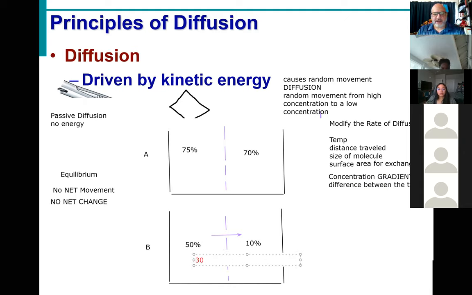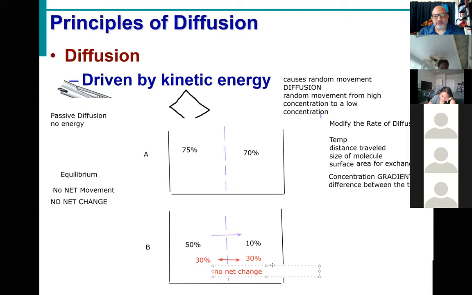30%. Excellent. And what's it going to be over here on the right when we reach equilibrium? 30%. Excellent. At that point, it reaches equilibrium. The two sides are equal to each other. Does that mean that there's going to be no more movement of Kool-Aid crystals? No. Remember, they're still going to move. There is just going to be no net change. So at this point, there is no net change, and it is at equilibrium.